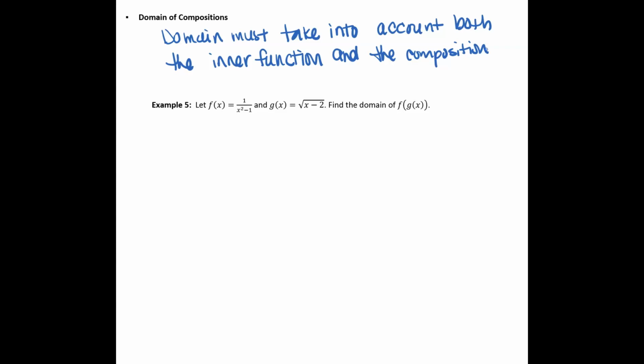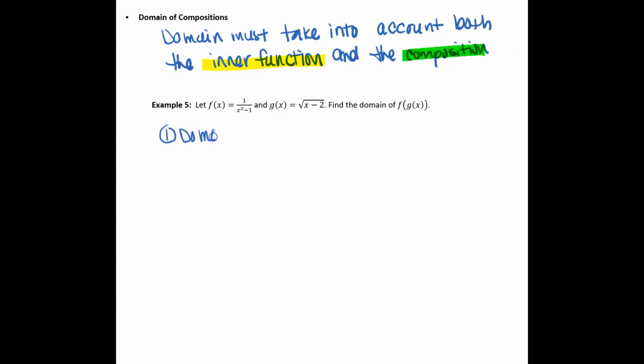So let's look at example 5. It says, let f of x equal 1 over x squared minus 1, and g of x equal the square root of x minus 2. Find the domain of f of g of x. Well, this is a multi-step problem, whether it tells you or not. I can't just stare at it and go, domain, that's what it is. I need to first figure out what's going on in the problem with my inner function. That's what we have stated here. And then 2, we also need to look at what's going on with the composition of them. So I'm going to have to compose them together. So let's take a couple different steps.